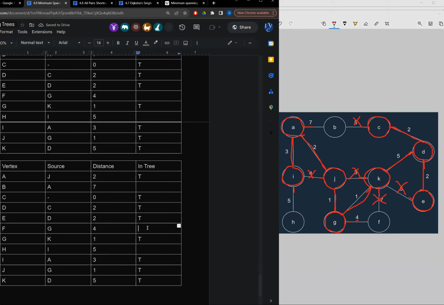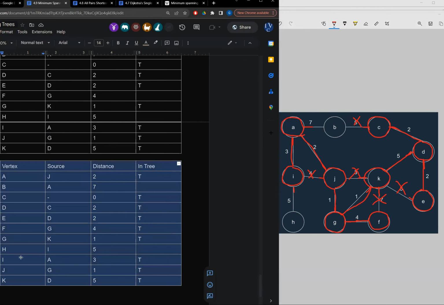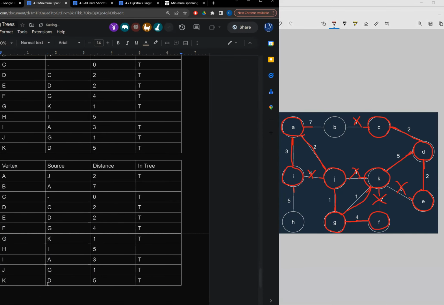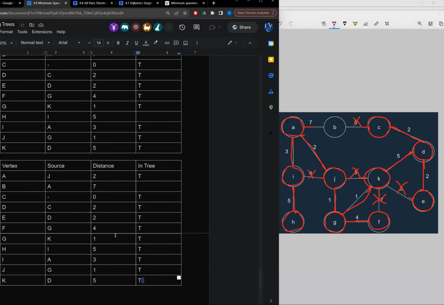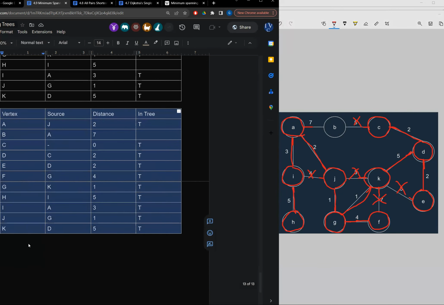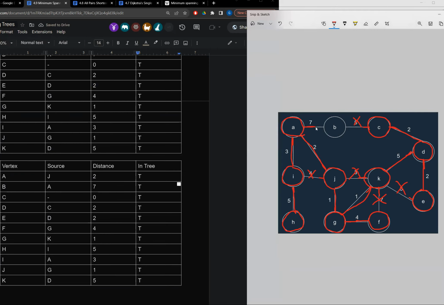7, 4, and 5. Take our 4. F in the tree, and that's all that changes. Start any new edges to process. So we have 7 and 5. And that's all that changes. Last vertex, mark that as true, and that's all that changes. And it looks like the same minimum spanning tree, even though we started somewhere else.